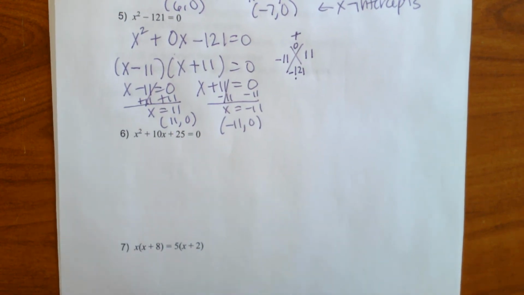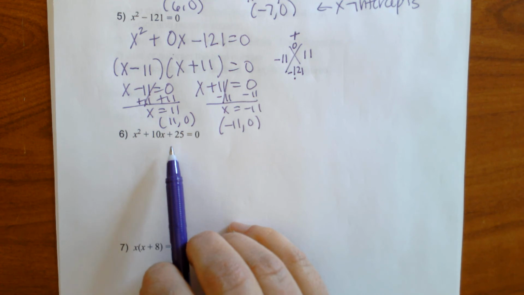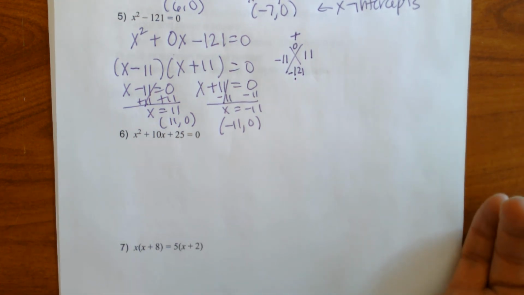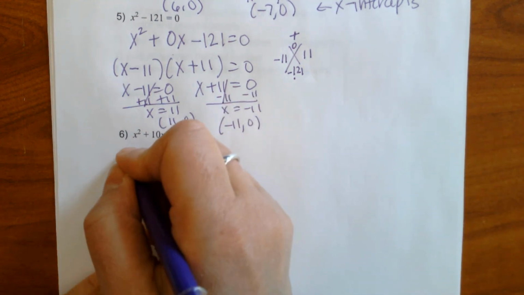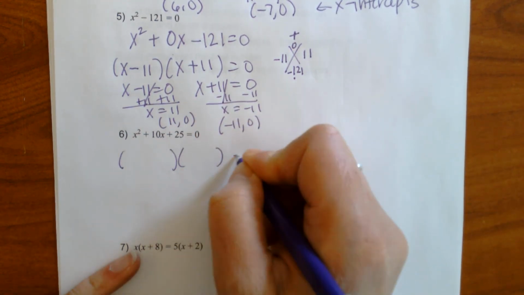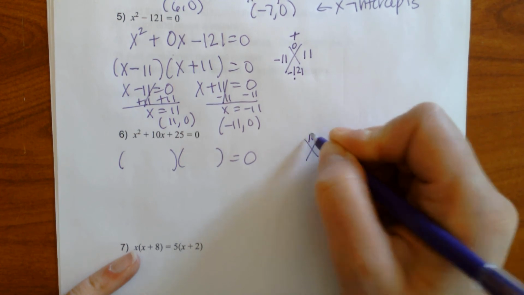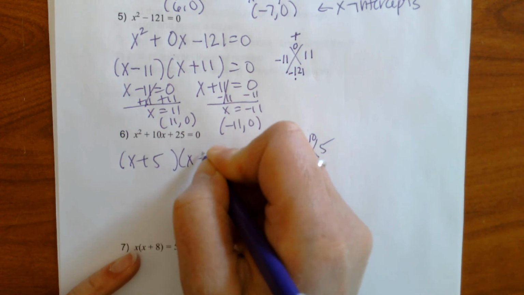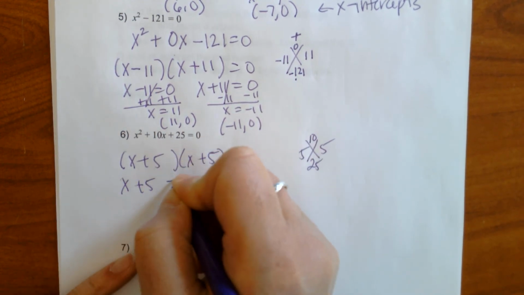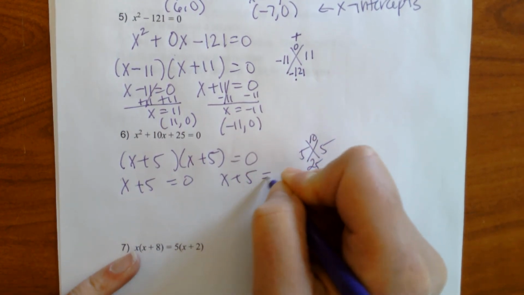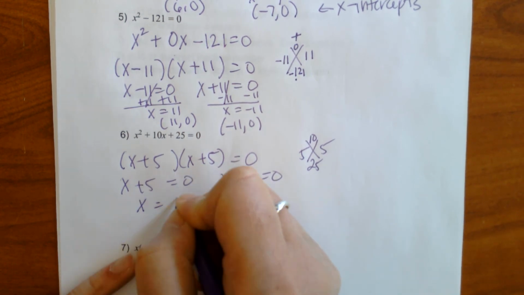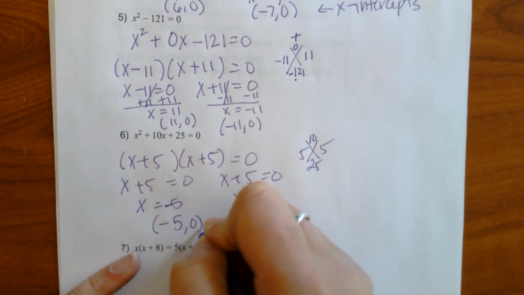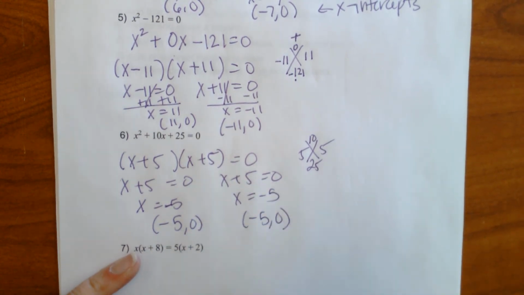Okay, 2 more. Number 6. So this is one where I would say, hey, pause this video, see if you can do it, come back and check your answer. So I am going to say, let's set them up. We need to add to 10, multiply to 25. The two numbers are going to be positive 5 and positive 5. So x plus 5 equals 0, and x plus 5 equals 0. So x equals negative 5, and x equals negative 5. Negative 5, 0, and negative 5, 0.